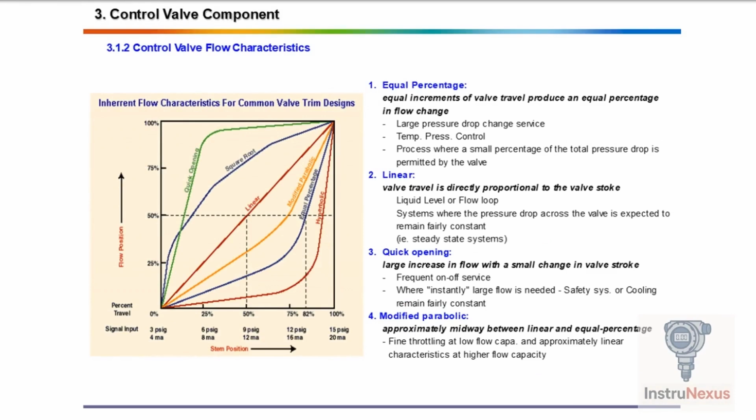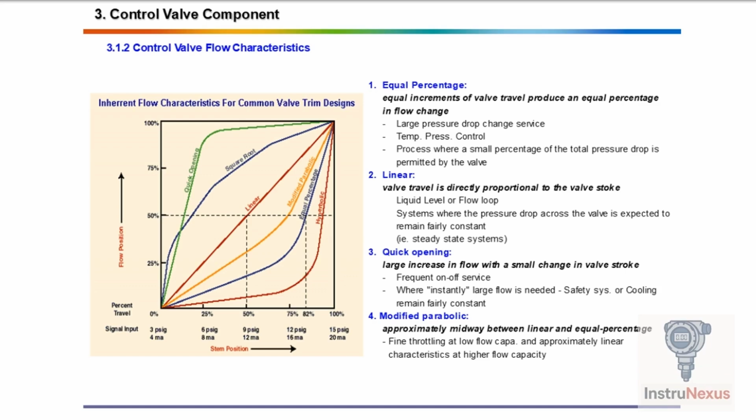Let's look at the four most common types: equal percentage, linear, quick opening, and modified parabolic. 1. Equal percentage. In this characteristic, equal increments of valve travel produce equal percentage changes in flow. It's ideal for applications with large pressure drop variations, temperature or pressure control loops, and processes where the valve handles only a small portion of the total system pressure drop.